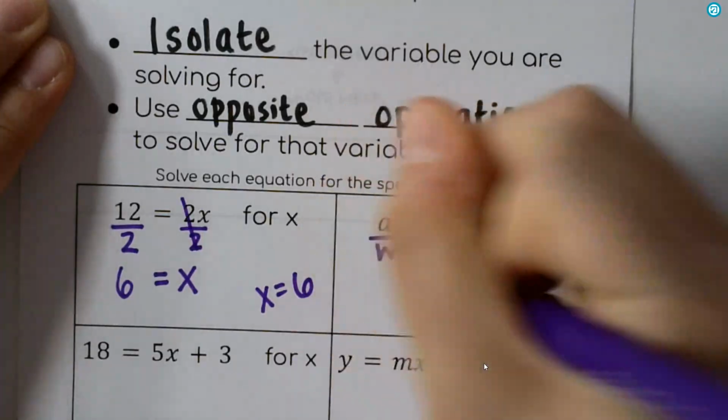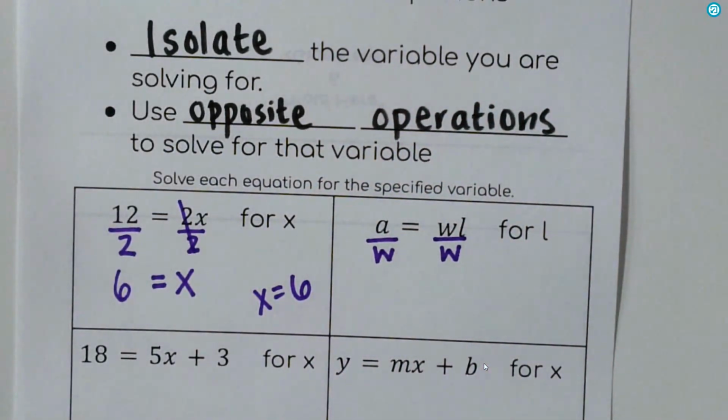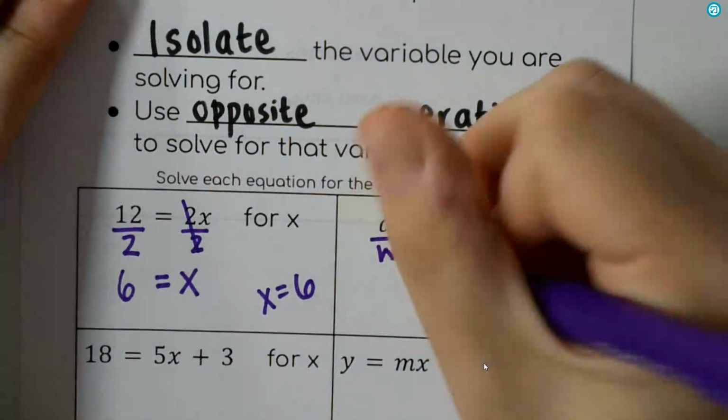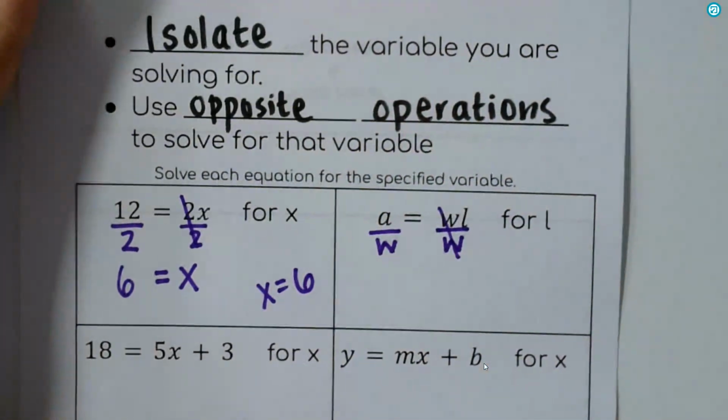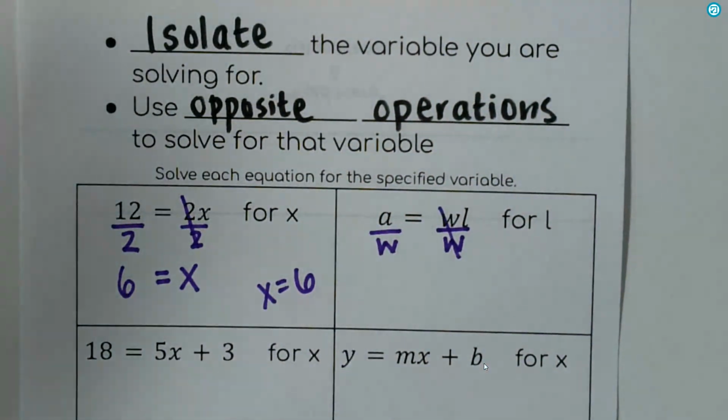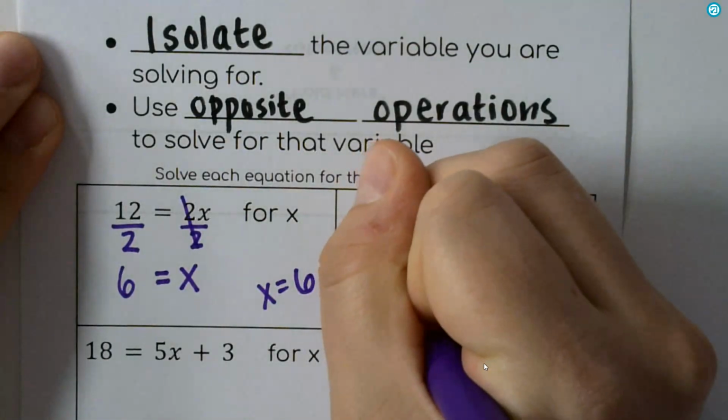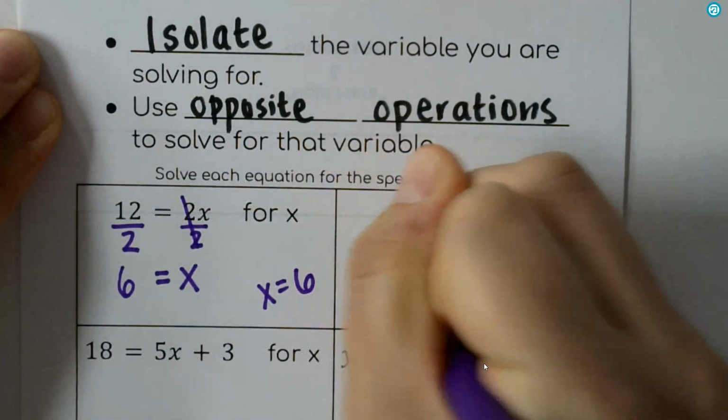Divide by W over here. Okay. This W over W cancels. We cannot divide A by W. There aren't numbers. We can't simplify it out. So we are going to leave it with the variables. So A over W equals L.